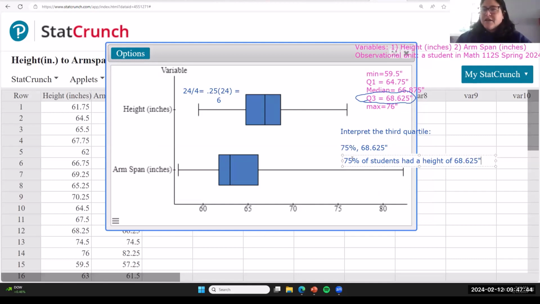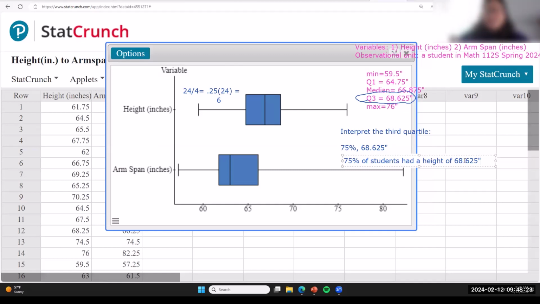Can you guys see the sentence on your screen? 75% of students had a height of, and I had some people stop right there. But that would mean that we have everybody on that one point at 68.625. We'd have 18 students who were exactly 68.625. And that's not what we're saying here. We're saying they had a height of 68.625 or where? I put more, but is it less?